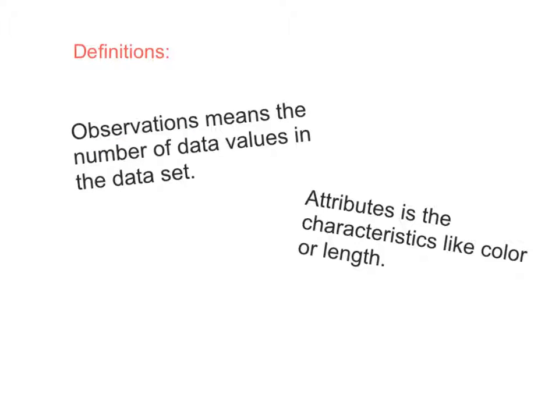Another thing that you'll look at is the attributes. Attributes is something like color, length, weight, speed, and that's what we're going to be looking at in our data set. So, for example, if you're seeing how tall students are in the class, the attribute would be height. Okay, that's what you're measuring.